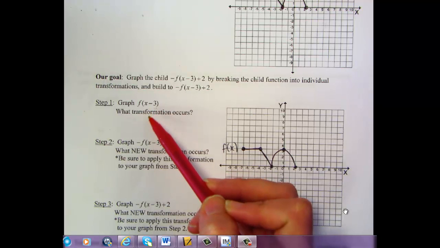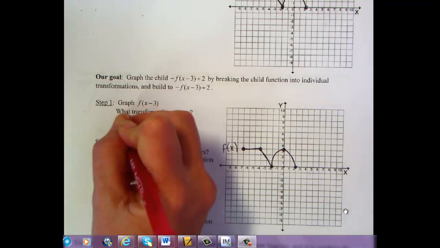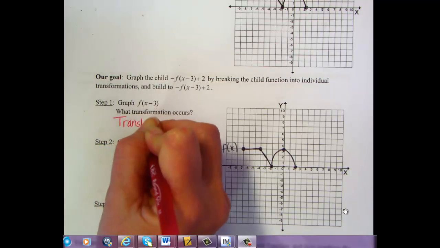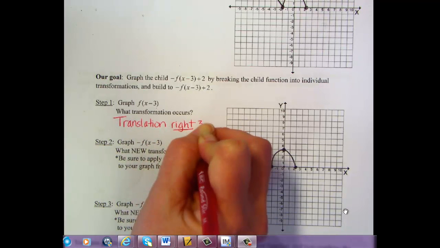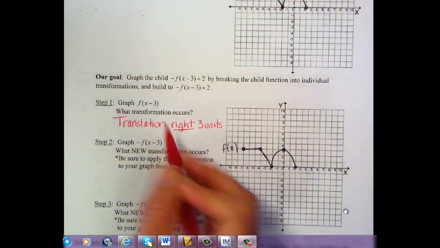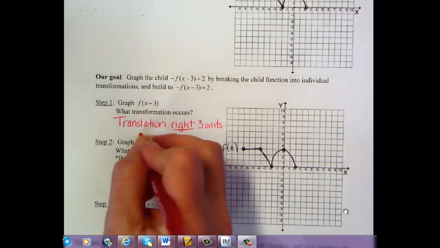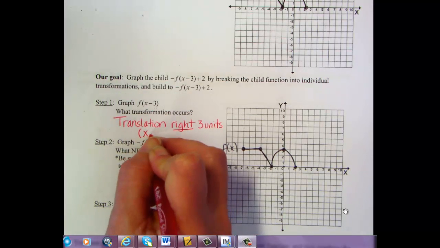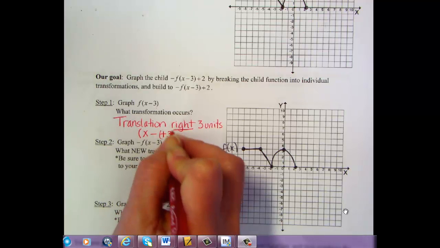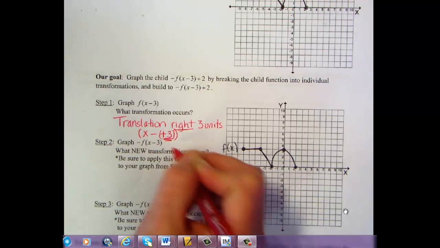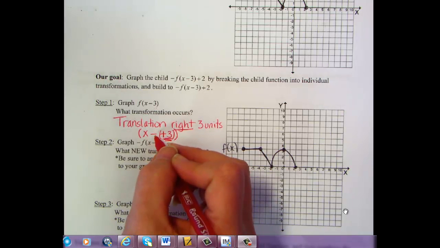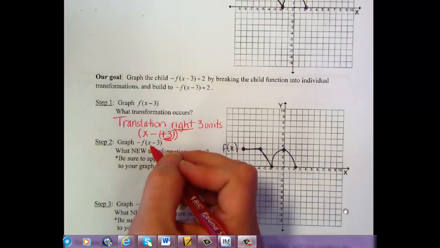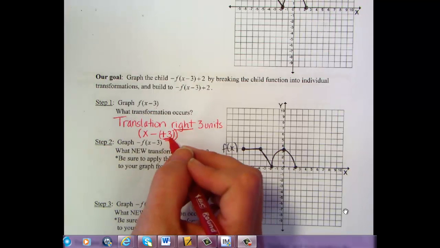Well, what we've noticed with all of our parent graphs is when we have a minus 3 in parentheses, that is a translation to the right 3 units. Again, the reason a minus 3 goes right 3 units is because it's like we're writing x minus a positive 3. That positive 3 tells me right. We're big kids, we don't double sign anymore, so we just change a negative positive to a negative. Okay, so I wrote that in red. I'm going to graph it in red.